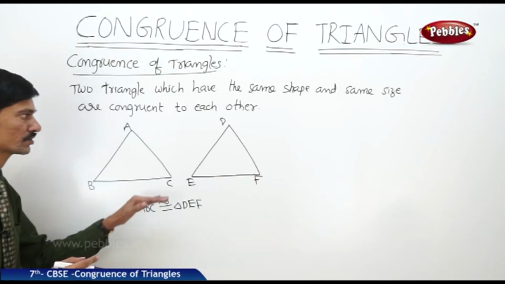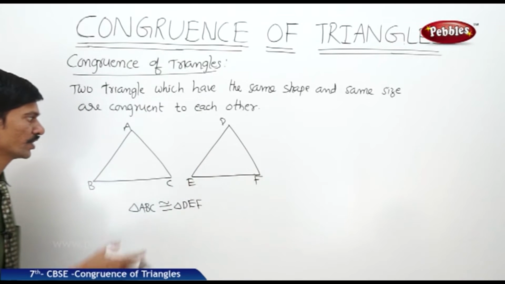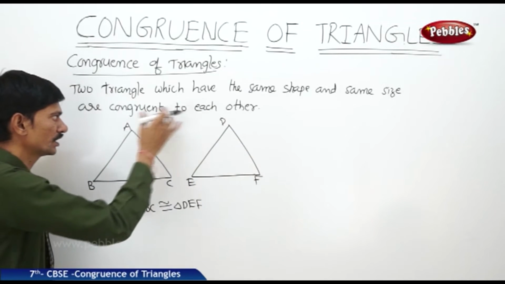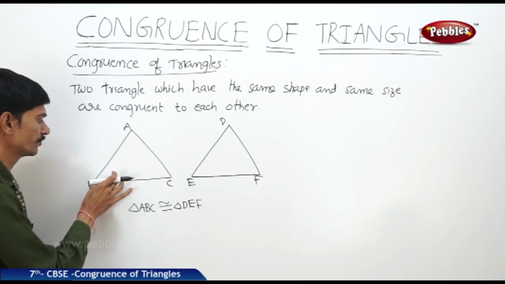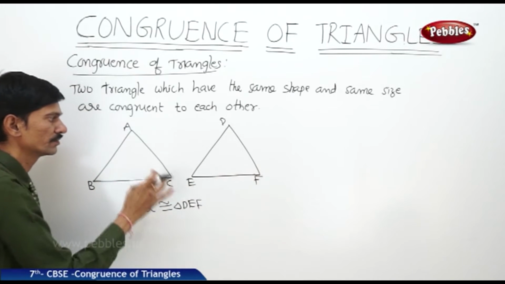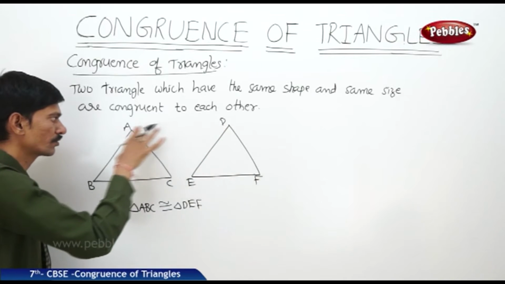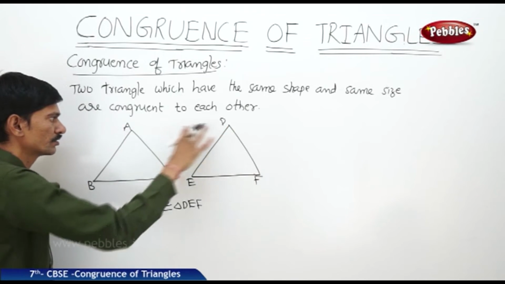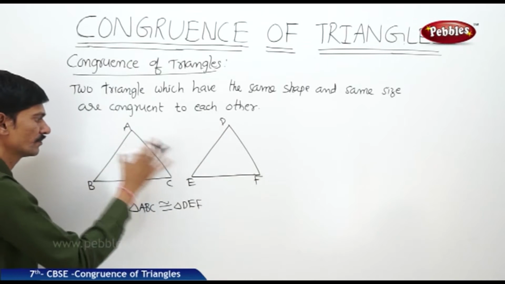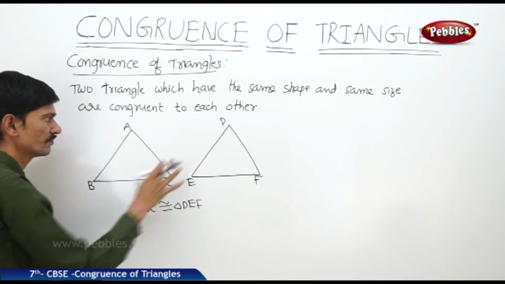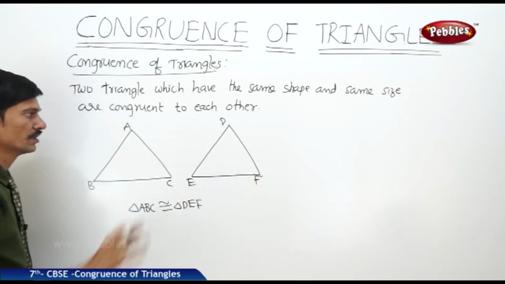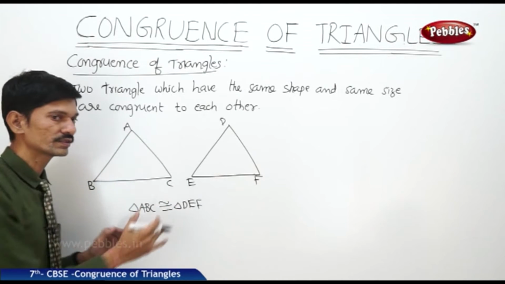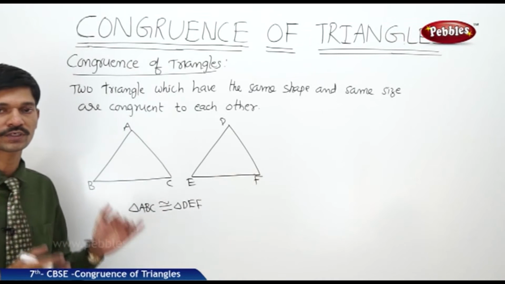Now if you take a trace copy of the second triangle and place it over the first triangle, then D coincides with A, E coincides with B and F coincides with C, and even all the sides coincide with each other. So here the corresponding sides coincide: DE coincides with AB, EF coincides with BC and DF coincides with AC. So then we can write the correspondence between the vertices, the correspondence between the angles, and also the correspondence between the sides.